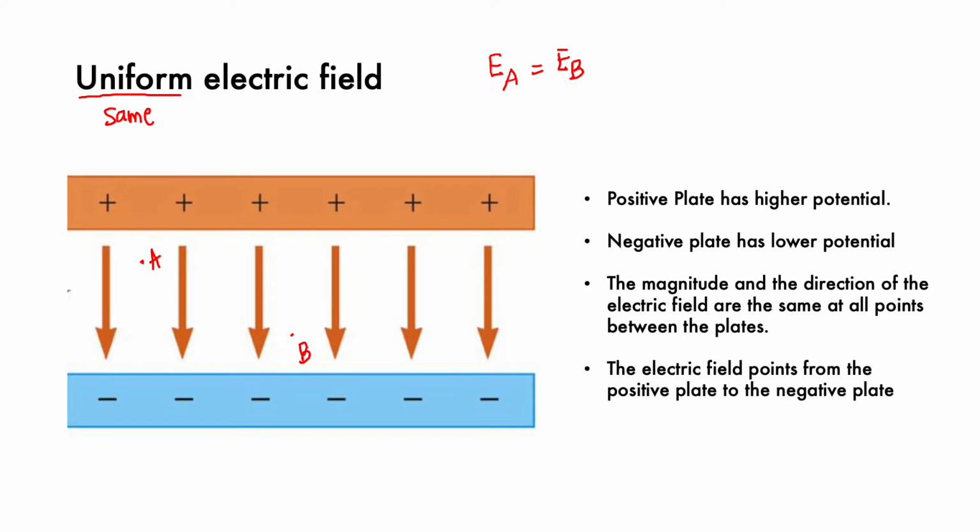So a few things to remember here. The positive plate is said to have higher potential, the negative plate has lower potential. The magnitude and direction of the electric field are the same at all points between the plates, and that's why we call it a uniform electric field. And we can also see that the electric field is pointing from the positive plate to the negative plate.